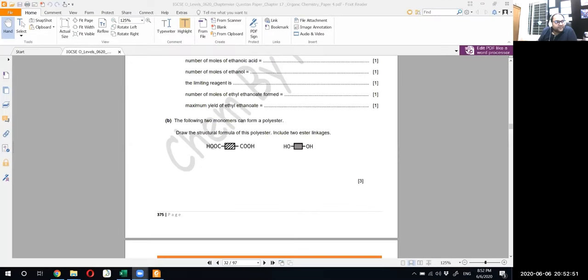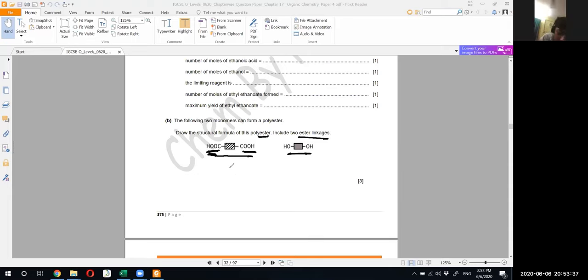Okay. Can you see the question paper? Yes, sir. Okay. Look. So, what is this? Dicarboxylic acid. Yeah. It's a dicarboxylic acid. What is this? Diol. Okay. Now they have said, draw the structural formula of this polyester, include two ester linkages.